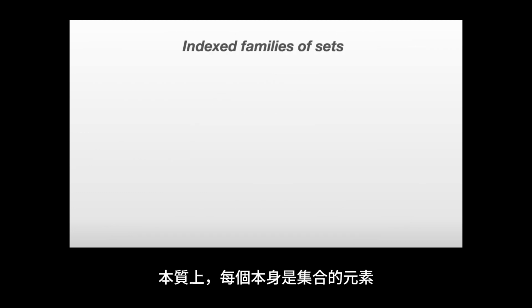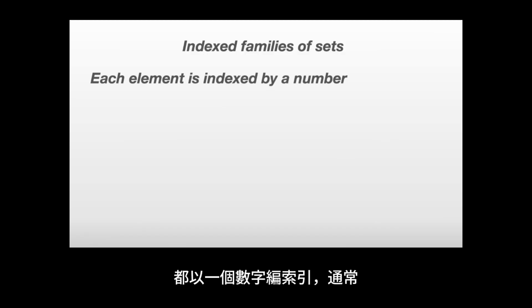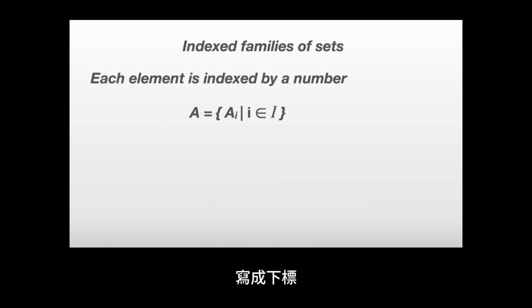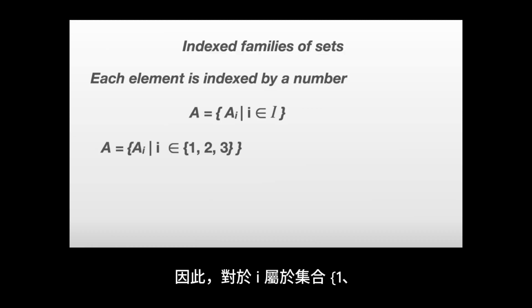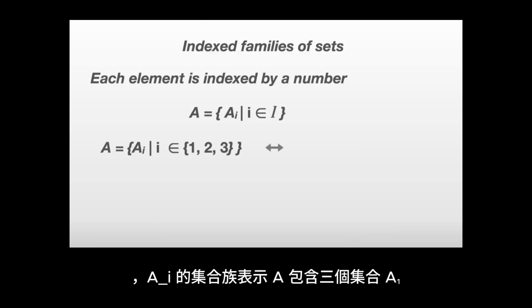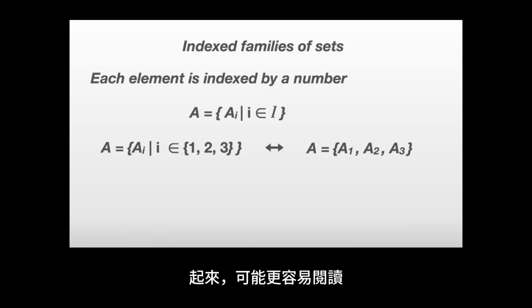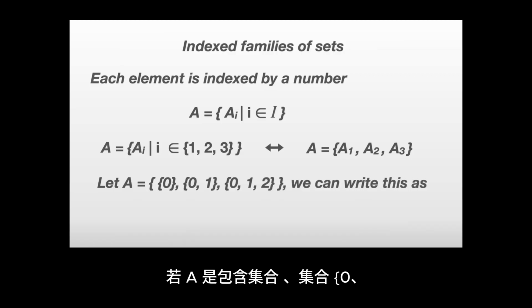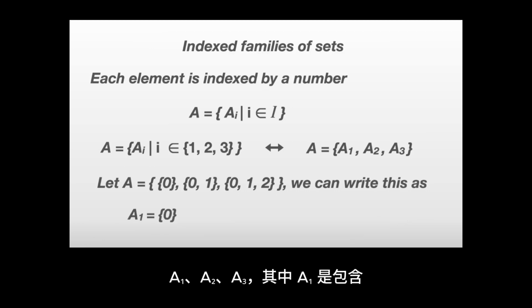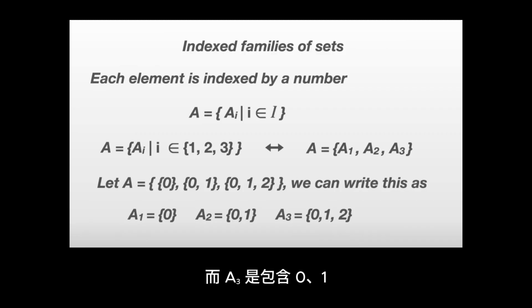We also have what are called indexed families of sets. Essentially, each element, which is a set itself, is indexed by a number and usually written as a subscript. So A being A sub i for i in the set 1, 2, 3 is saying that A contains 3 sets, A1, A2 and A3. And in some cases it might be easier to read if we package things up like this. If A is a set containing set 0, set 0 and 1, and set 0, 1 and 2, we can write this as A1, A2 and A3, where A1 is the set containing 0, A2 is the set containing 0 and 1, and A3 is the set containing 0, 1 and 2.